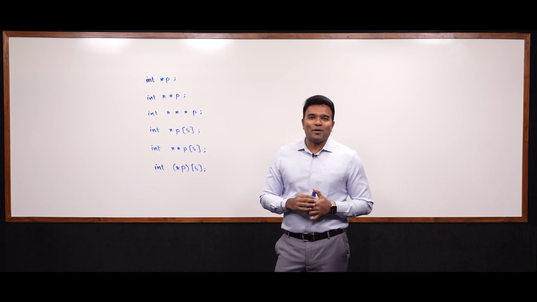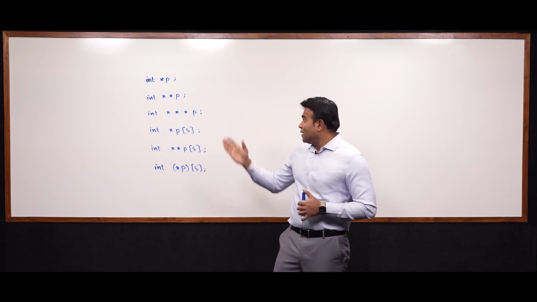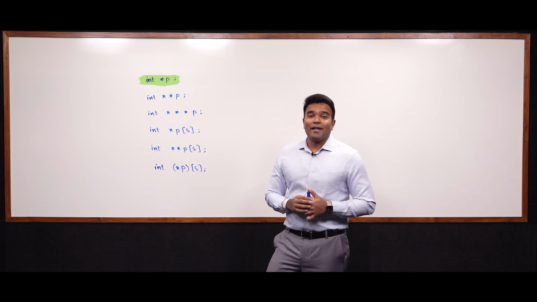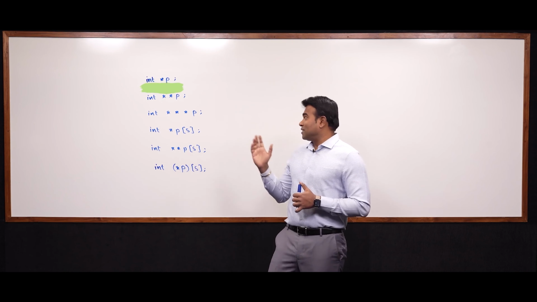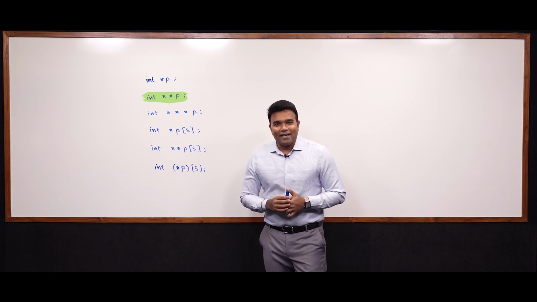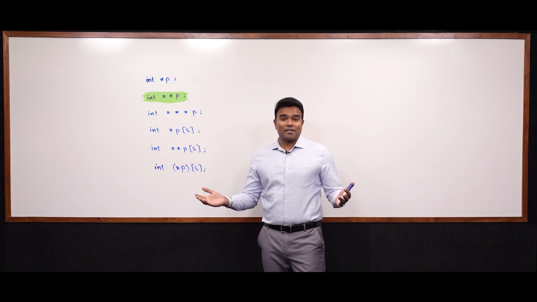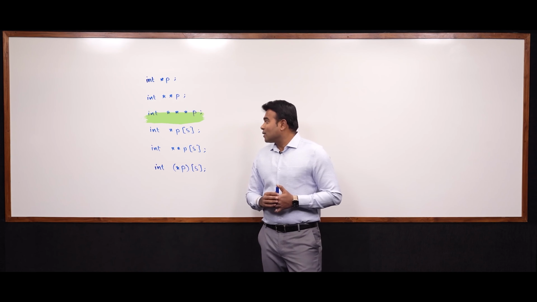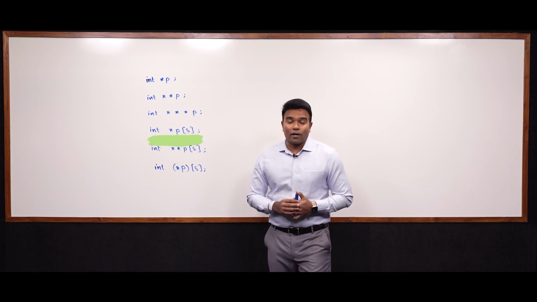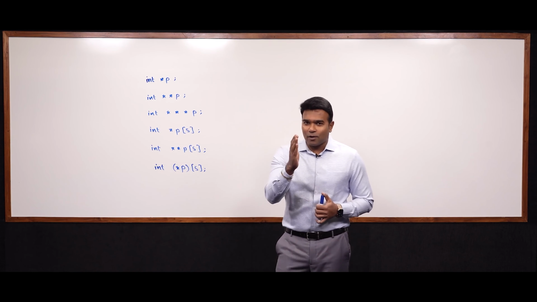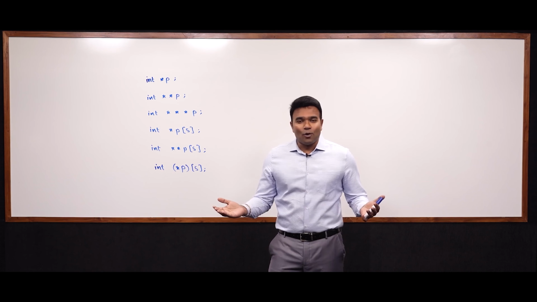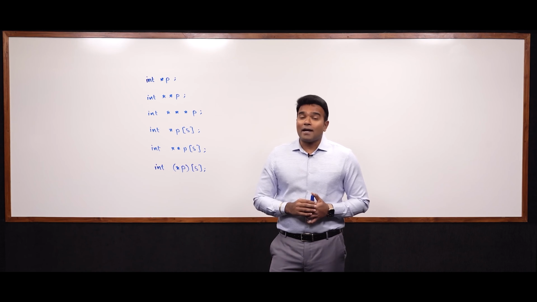Now, let me ask you a question. What is that first declaration statement? How would you read it? I think most of you would be reading it as int star p. The second one, you would be reading it as int star star p. Maybe the next one as int star star star p. The next one as int star p of 5 and so on. And let me tell you that in case you are reading it like that, then there is no way that you would be able to understand and appreciate the concept of pointers.